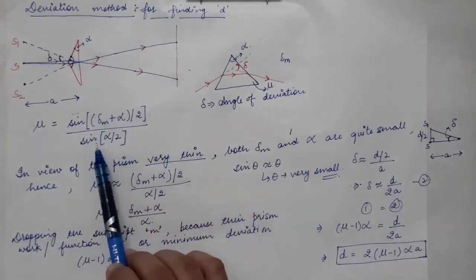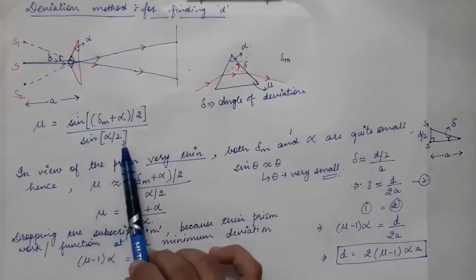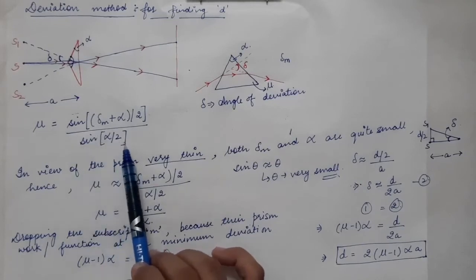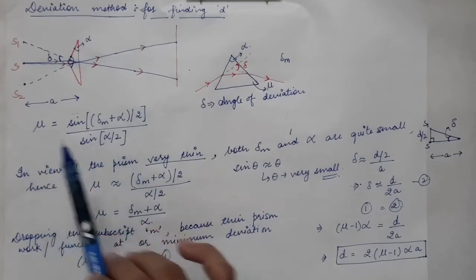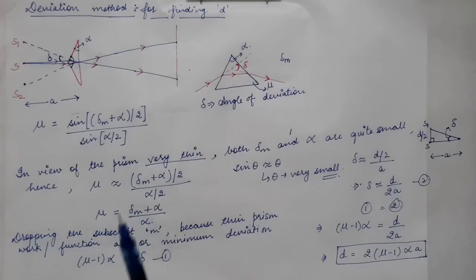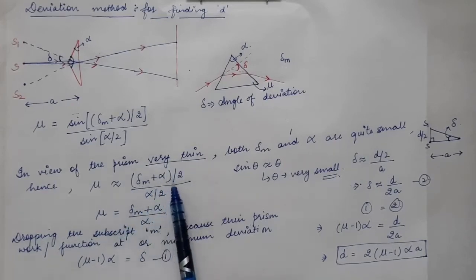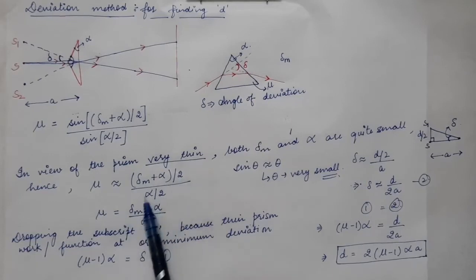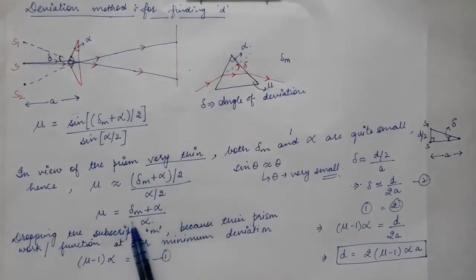Similar is the case in the denominator, that is sine of alpha by 2 can be approximated to simply alpha by 2. So mu will be approximately equal, for the case of thin prism, to (delta m plus alpha) divided by 2, divided by alpha by 2. So this can be simply equated to (delta m plus alpha) divided by alpha.